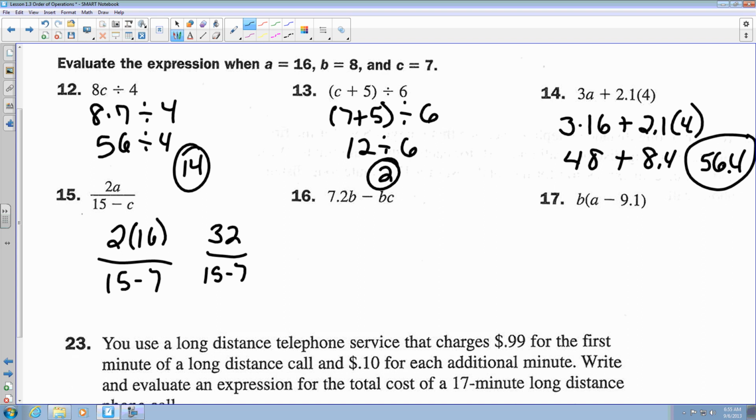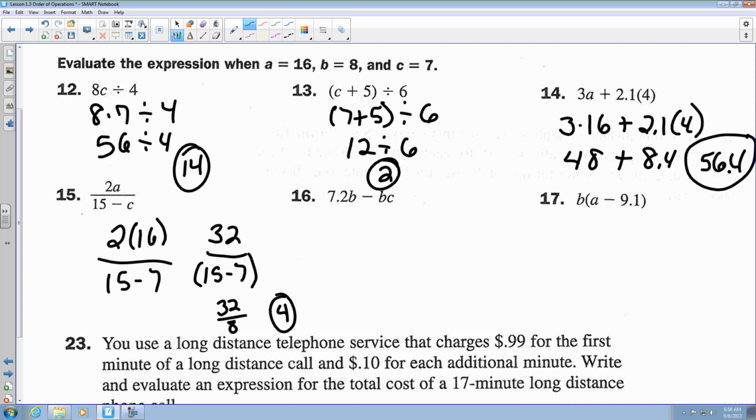Now, order of operation says I'm going to go division before the subtraction. But this entire thing is represented as a division. I'm dividing by both the 15 and the negative 7. So you actually have to almost treat those like they're in parentheses. So you have to do the subtraction first before you do the division. So it's going to be 32 divided by 8, and 32 divided by 8 gives me 4.